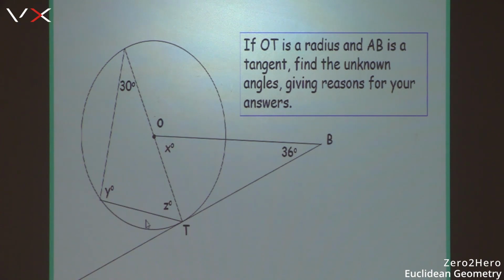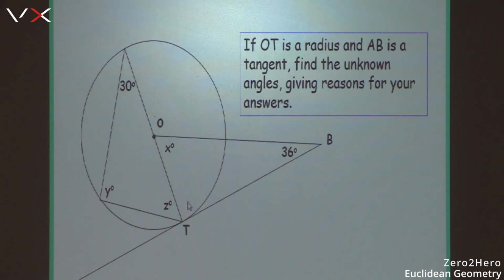Right. What is important is that when we do these problems, don't be lazy to read the statement, because the statement will take you towards the solution. Now, if OT is a radius and AB is a tangent, that's important. If OT is a radius, and this is a tangent, whenever a radius meets a tangent, 90 degrees is formed.